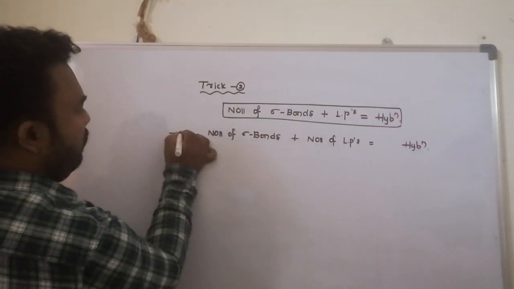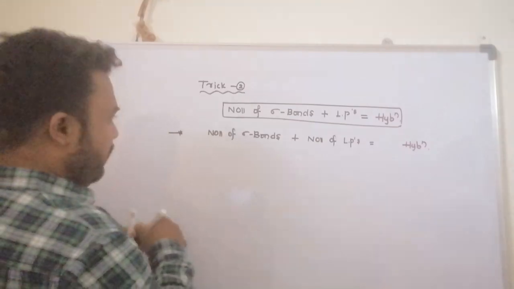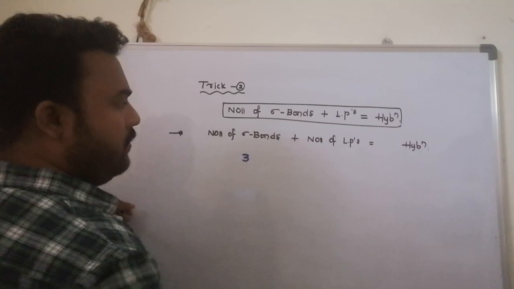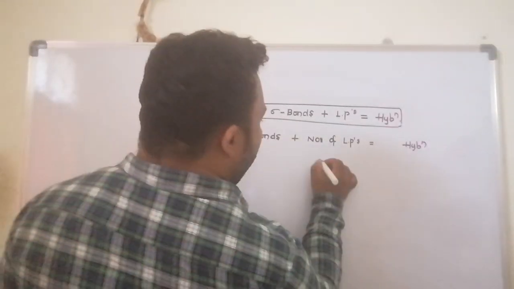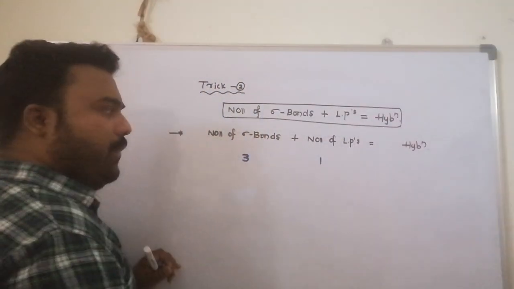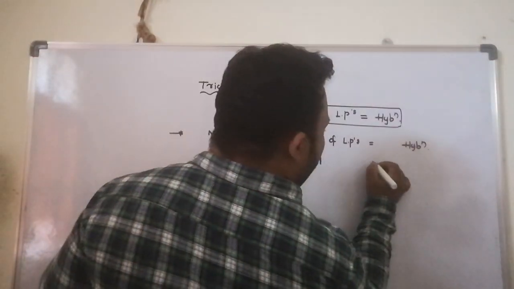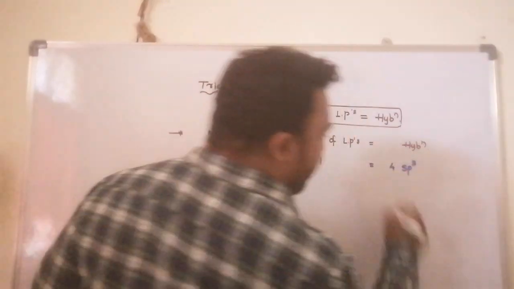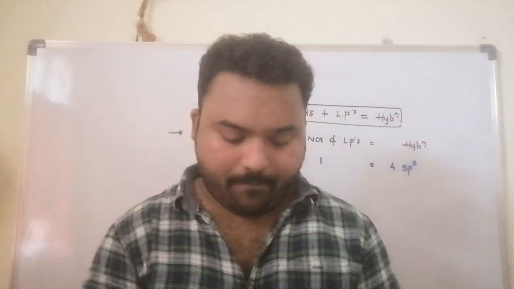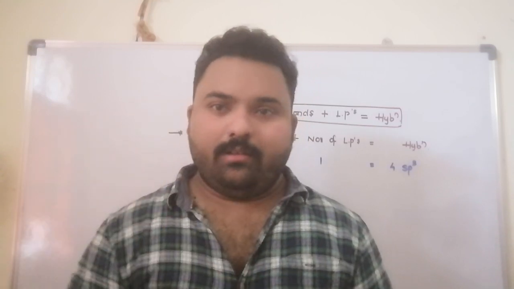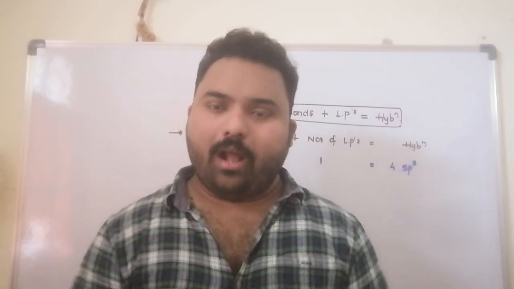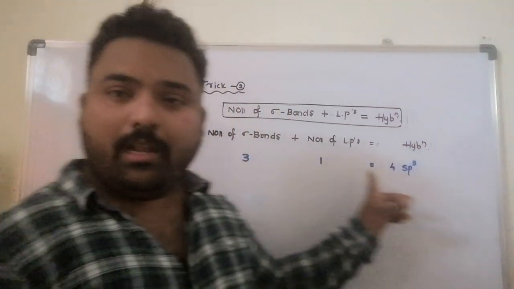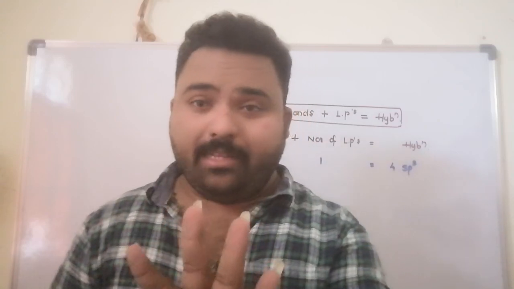See here, I am taking 3 sigma bonds and 1 lone pair of electrons. So the total is 4, meaning sp3 hybridization. 3 sigma bonds, 1 lone pair of electrons. Total number is 3 plus 1, which is 4. 4 is sp3 hybridization.